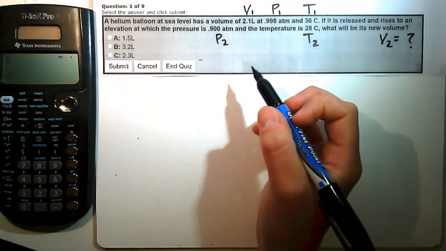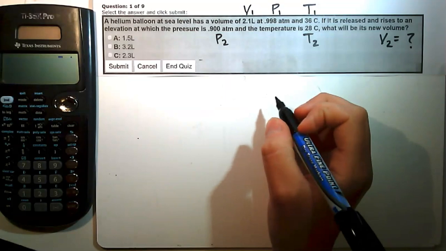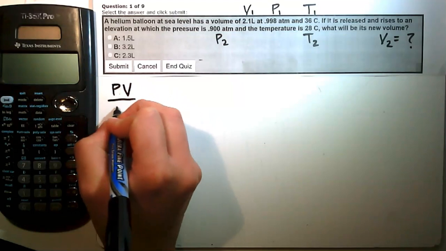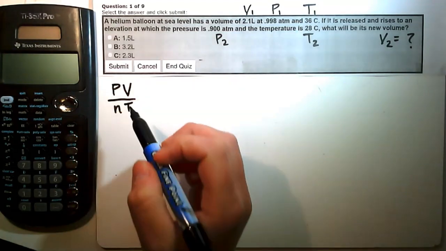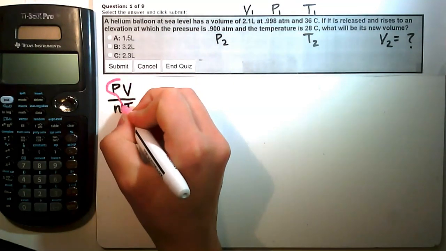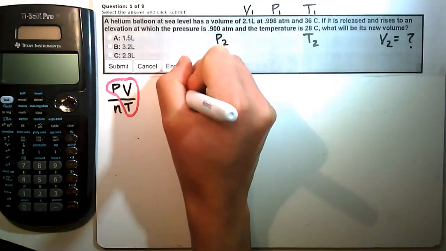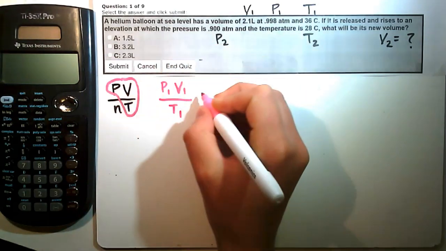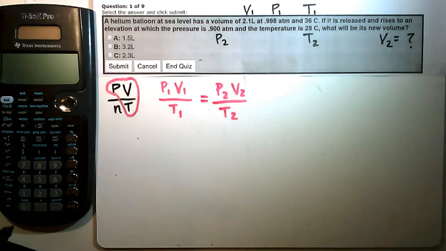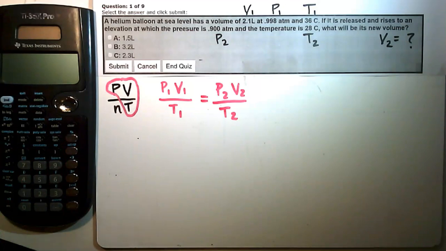So in this problem, we're relating volume, pressure, and temperature, and all three of these variables are changing. So when we write out our gas law, PV over NT, we need 3 out of these 4 variables. We need pressure, volume, and temperature. And so this is the combined gas law, P1 times V1 over T1 equals P2 times V2 over T2. So we need to use this combined gas law and plug in all of our different variables in this problem.